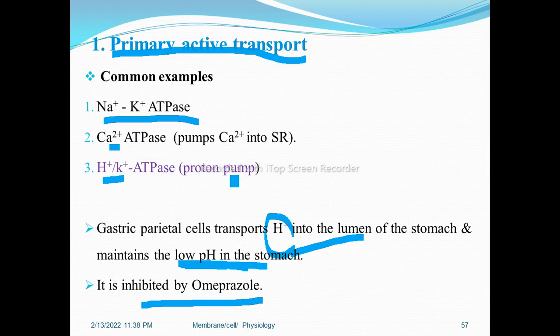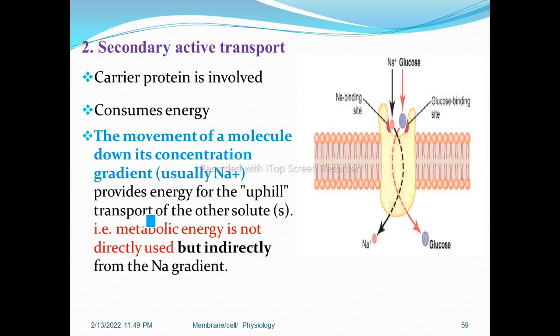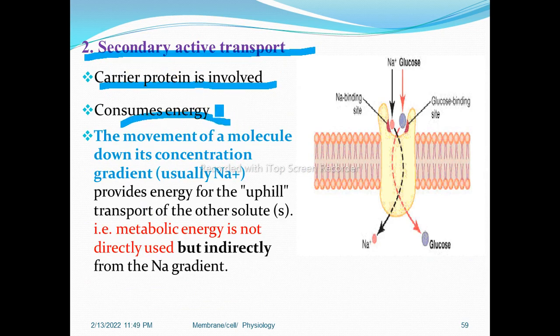So this is what we have seen, an example of these three things. Now, secondary active transport. Like primary active transport, secondary active transport involves a carrier protein and consumes energy. These two things make it similar to primary active transport. The movement of a molecule down its concentration gradient, usually sodium, provides energy for the uphill transport of the other solute. Metabolic energy is not used directly but indirectly from the sodium gradient.